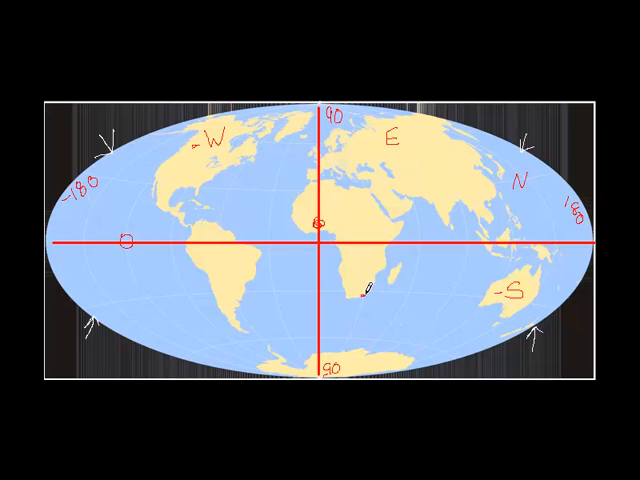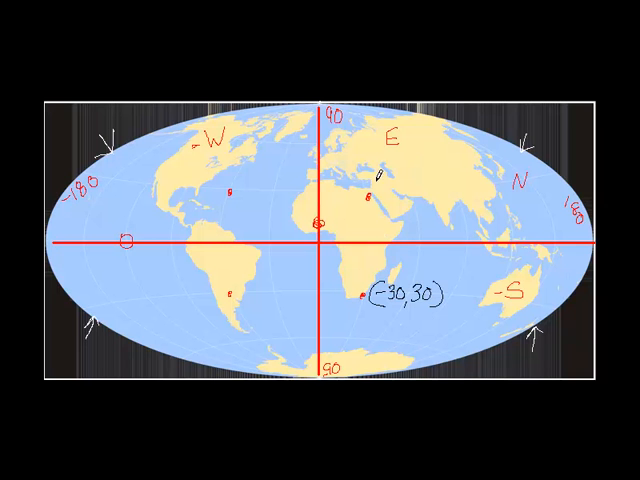So let's look at this point, that point, and that point. So let's write the coordinates for those 4 points. This point is in the southern hemisphere, and we're going to do latitude first. So it's negative 30, and it is 30 degrees south and 30 degrees east.